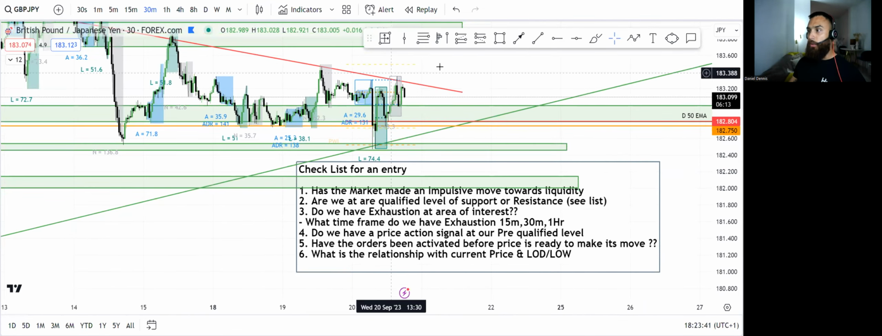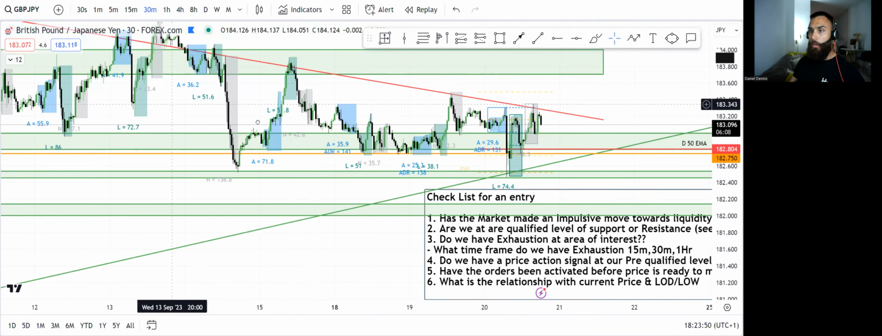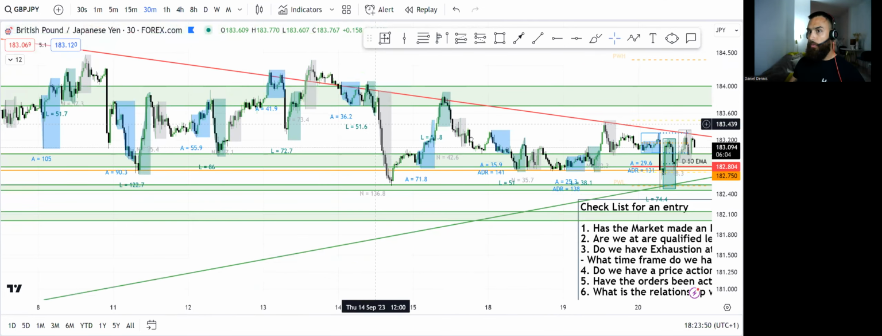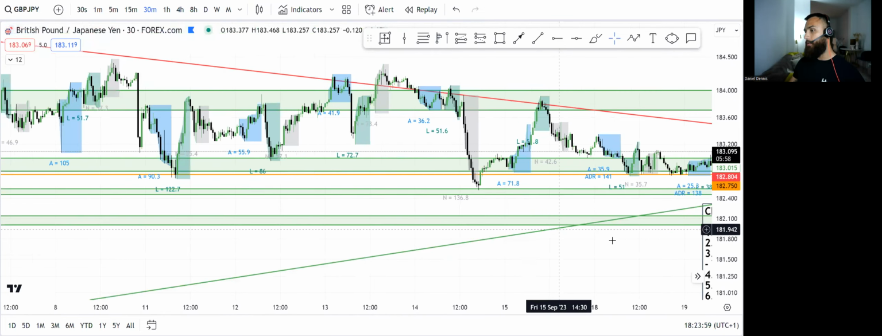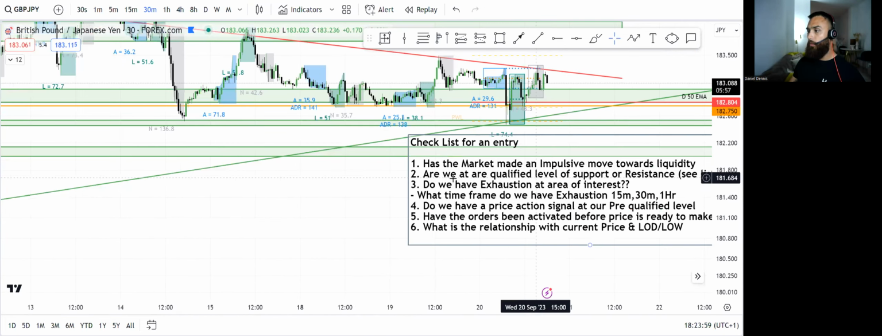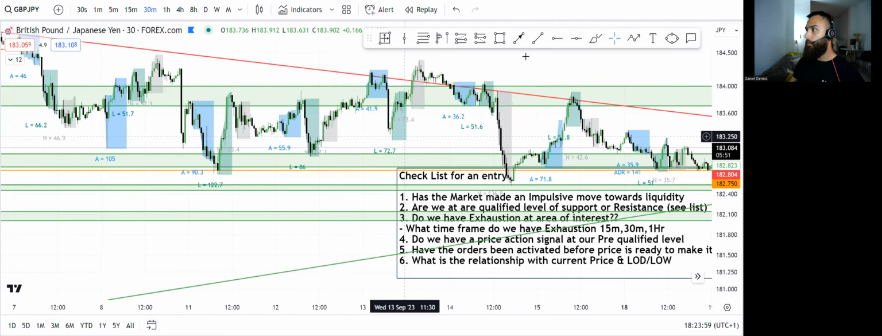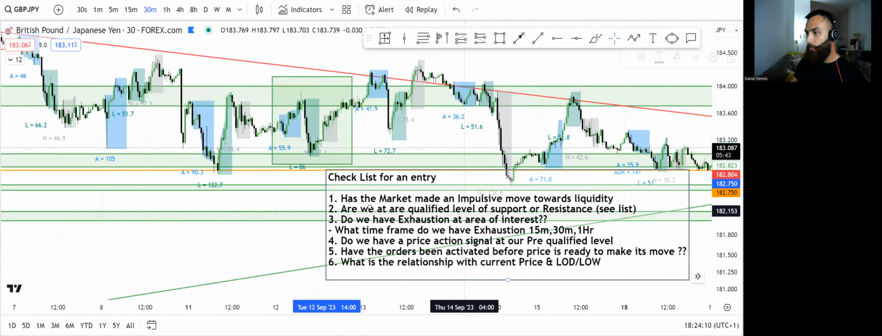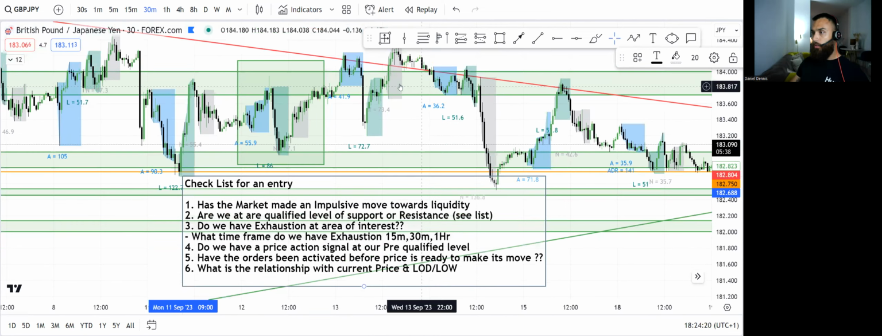I'm going to give you the most textbook example of a London drop, and we're going to trade it. Let's find a nice London drop. Oh, perfect. Look at that one. There we go. We're going to trade this one. This is a London drop. This was Tuesday, the 12th of September. Let's just put our little list here.